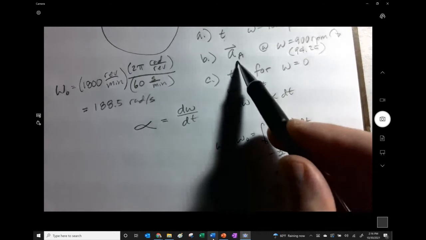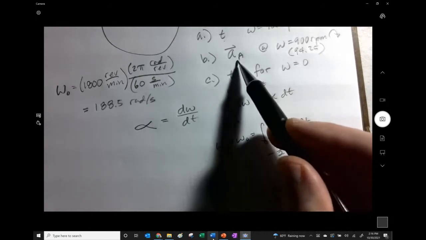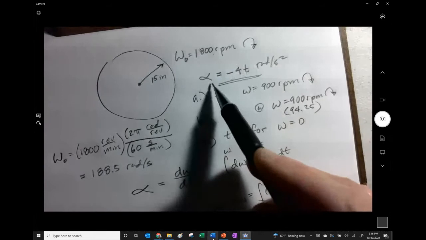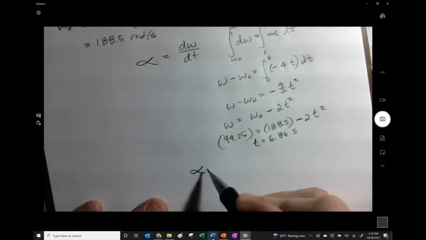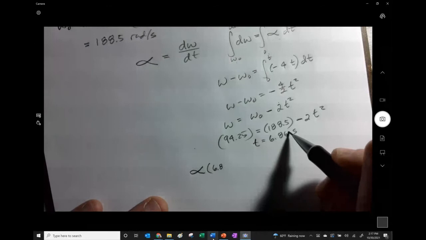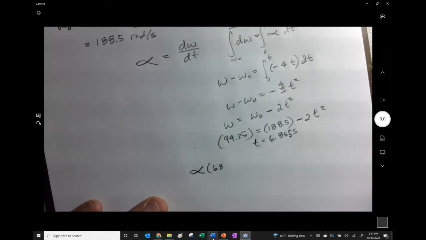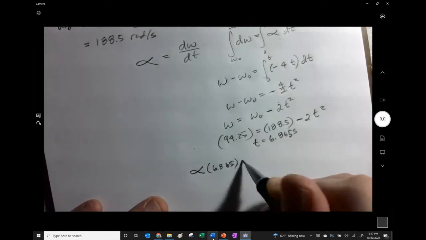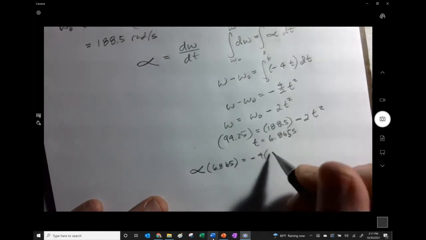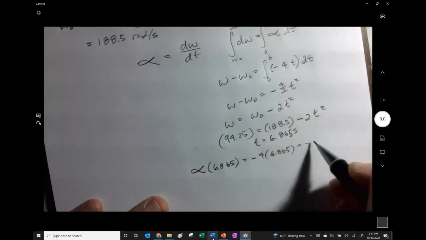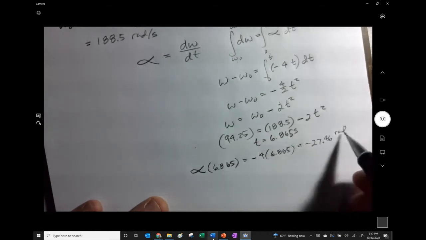And now for part B, we want to find the acceleration of this right here. So one of the things that we can find out is the angular acceleration at that time, now that we know the time. So I'll even put that as 6.8. This should have been 6.865, I think. It is going to be a negative 4 times my 6.865. And we end up with a negative 27.46 radians per second squared.